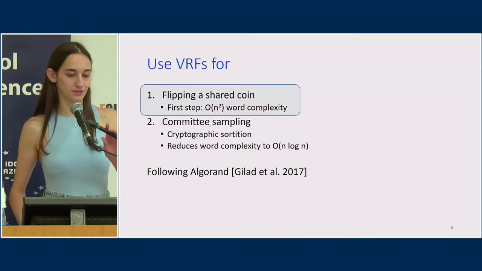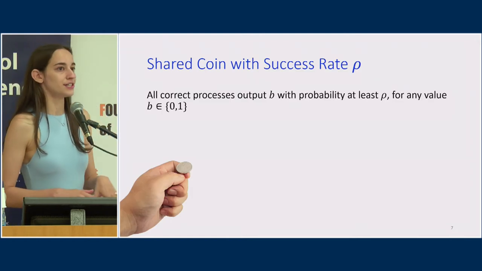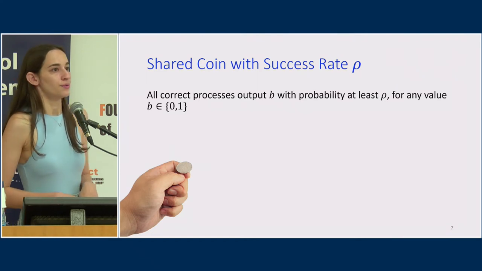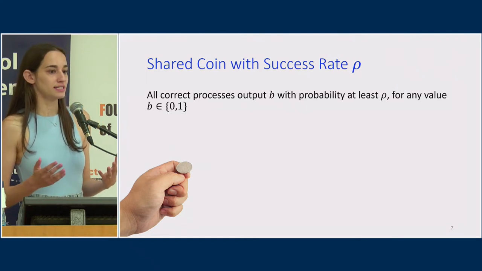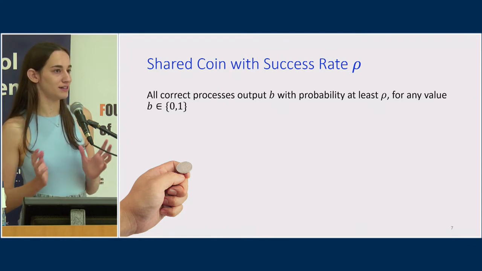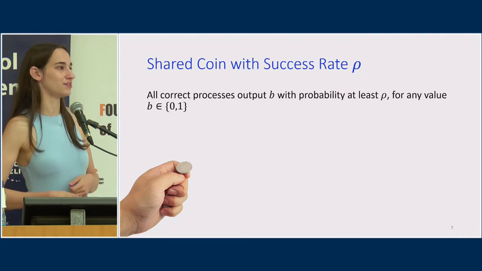So let's start with the shared coin. So what is a shared coin? A shared coin is a procedure being executed by all processes, where we want all of the processes to agree on a bit flip. Okay, so it's a bit similar to consensus, only that we all want to flip a bit together.